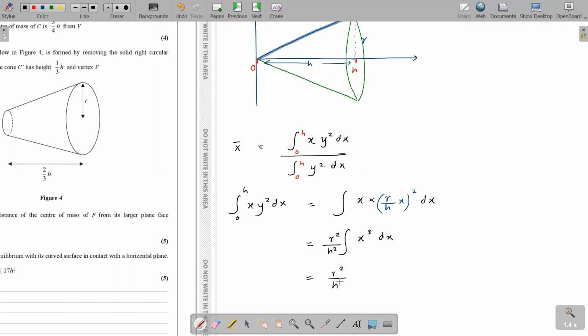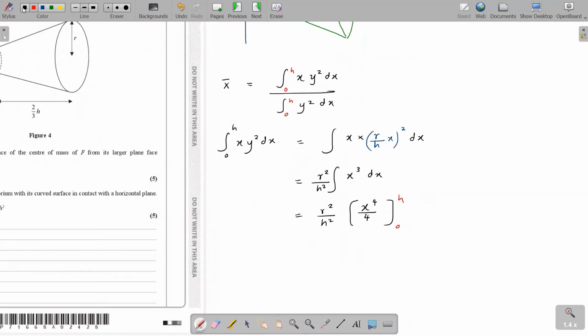So r square over h square, when you integrate x cube, you get x to the power 4 over 4, and your limits are from 0 to h. Okay, then let's input the values. R square over h square. So when you input the value, I get here h to the power 4 over 4 minus 0. Obviously 0 to the power 4 over 4, that's 0. So when you simplify, what do we get here? So when I simplify, I get here r square h square over 4. Okay, are you with me?